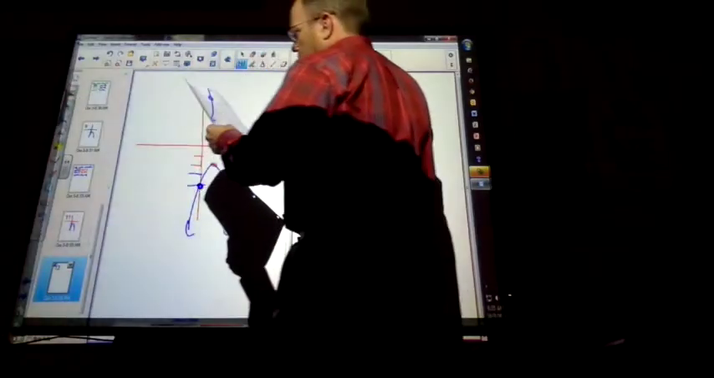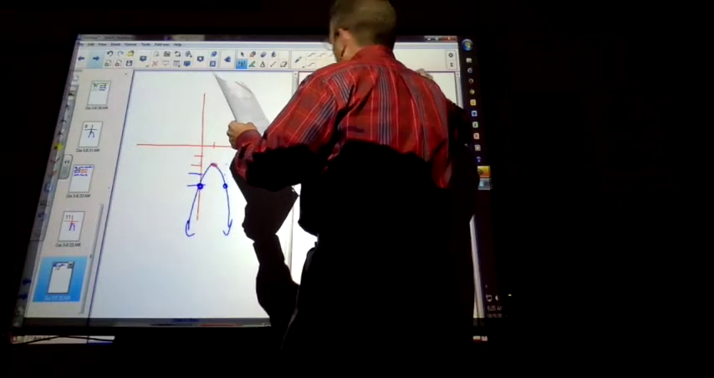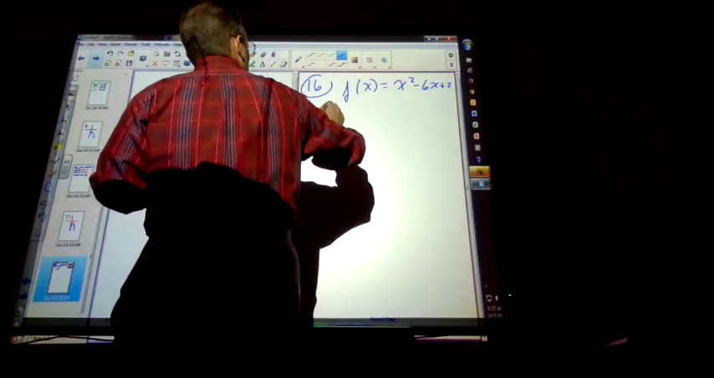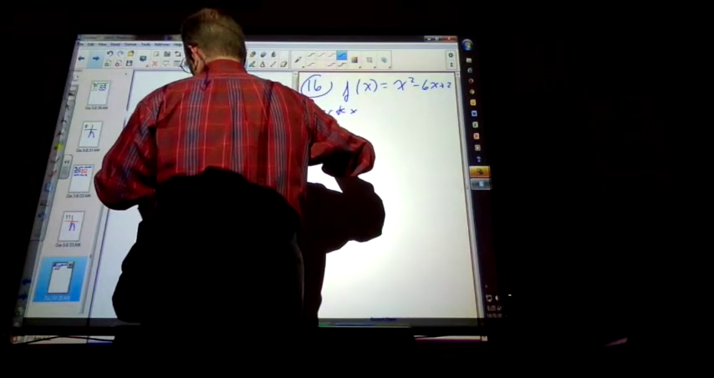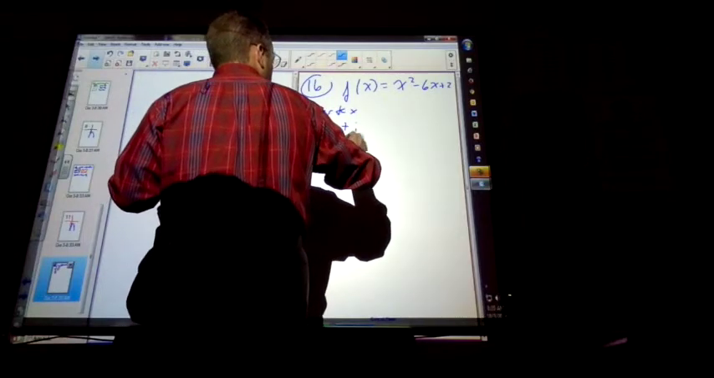Okay, so 16 I'll do first. The function f(x) = x² - 6x + 2. Vertex, y-intercept, x-intercept.